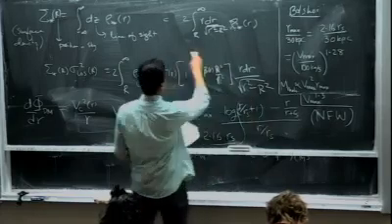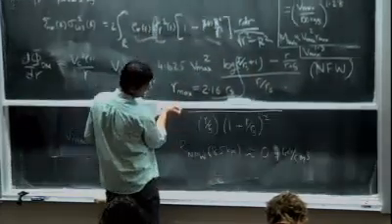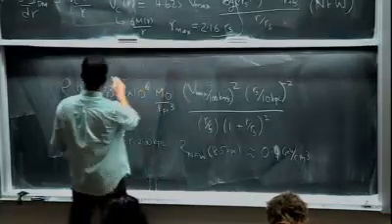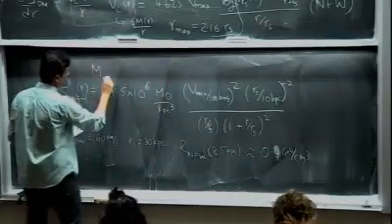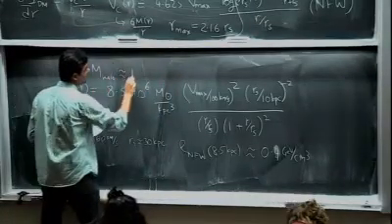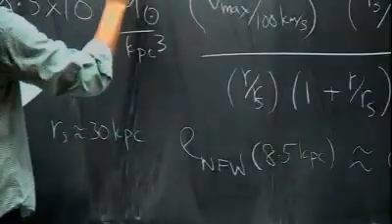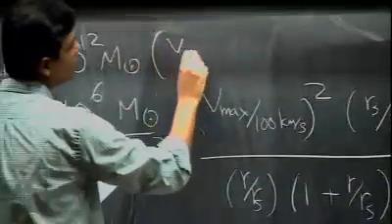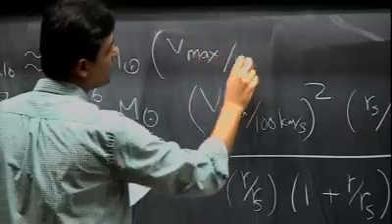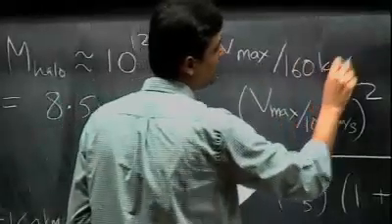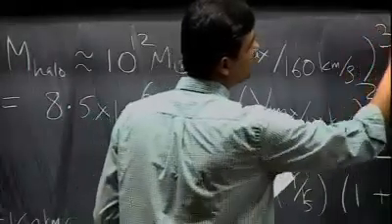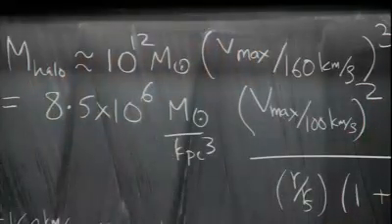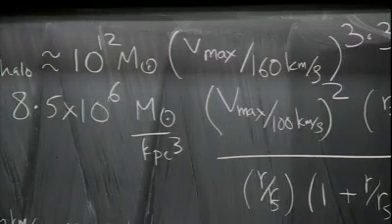Yeah. So if you wanted to write this number down, this one is not exact, but I'm just writing down something which is roughly true: 10 to the 12 solar masses for Vmax of about 160 kilometers per second, raised to the 3.3 power. So again, that's the sense in which I said Vmax gives you the size of the halo.